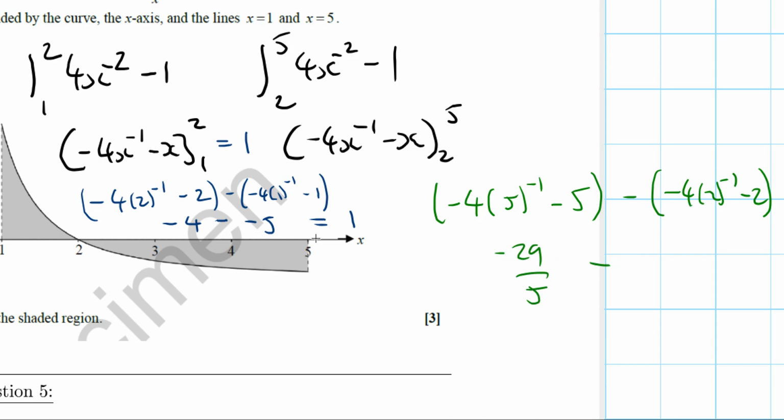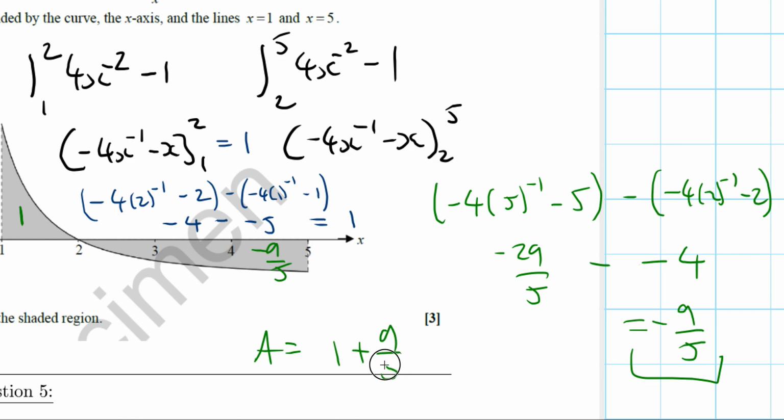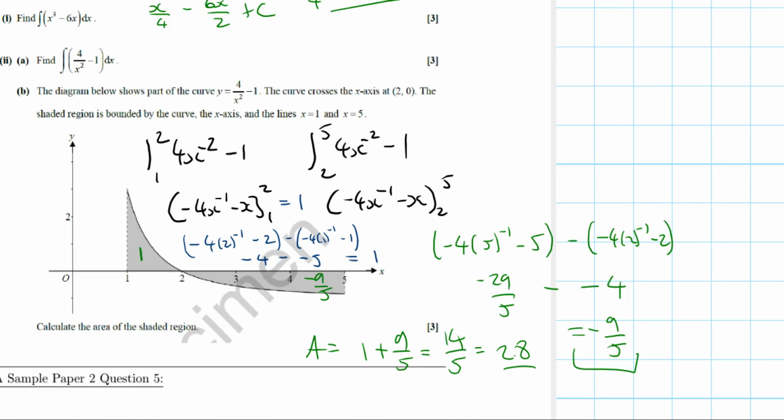Then the second step, we already know that this part here is minus 4. So it's going to be minus 29 over 5 plus 4, which is equal to minus 9 over 5. So from here, we need to add this to our original 1. So we know that this is equal to 1. This is minus 9 over 5, so our area is equal to 1 plus 9 over 5. So 1 plus 9 over 5 is equal to 14 over 5, which is 2.8. And that's your final answer for this question.